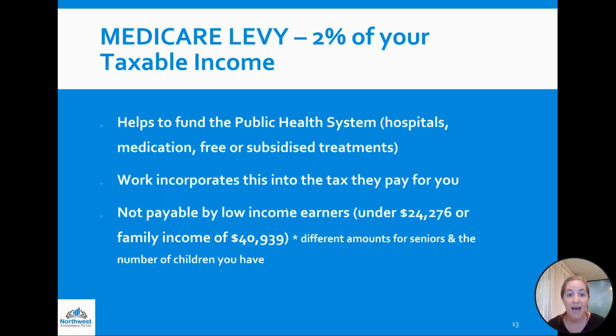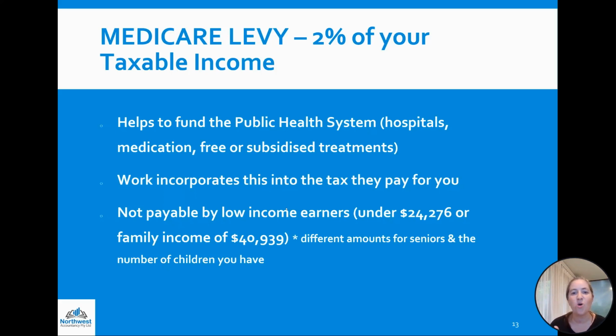Now, when work taxes you with their pay-as-you-go withholding, that is already incorporated into the tax that they pay to the tax office for you. Now, there's a couple of exclusions. My general, what comes out of my mouth is everybody pays the Medicare levy. Except, there's always an except with tax. It's not payable by low income earners.